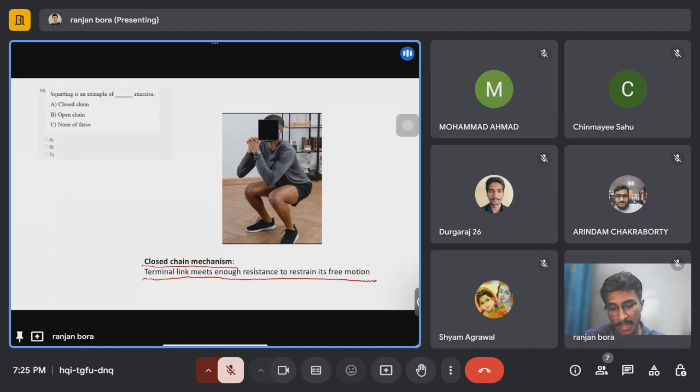And here you can draw the links, like this is a link, then this link is connected with this part here, and we can draw the whole body as a link, one link. So you can see the terminal link means the link which is at the end. So these two links are terminal links.